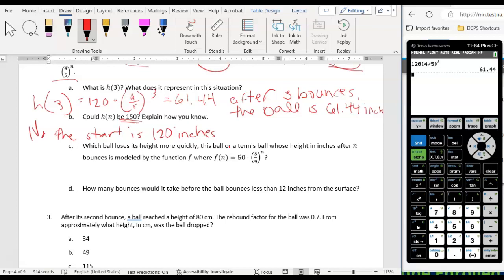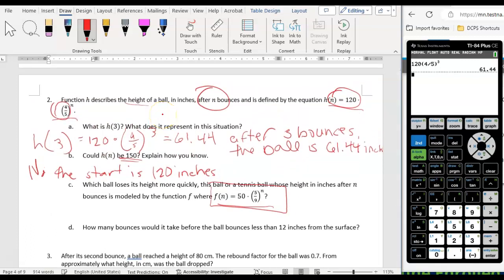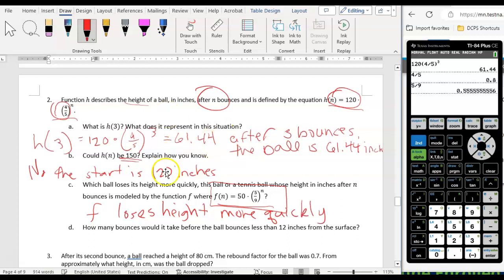So which ball loses its height more quickly, the ball or a tennis ball, whose height in inches after n bounces is modeled by this function? So in this function, the factor is 5/9. So that's the remaining height, right? That's its bounce factor versus a bounce factor of 4/5. Well, you should hopefully recognize that 5/9 is a smaller fraction than 4/5. But if you don't, you can do 4/5 gives us 0.8. That's 80% rebound. And then 5/9 gives us 55% rebound. So function f loses height more quickly because it retains less of its bounce.